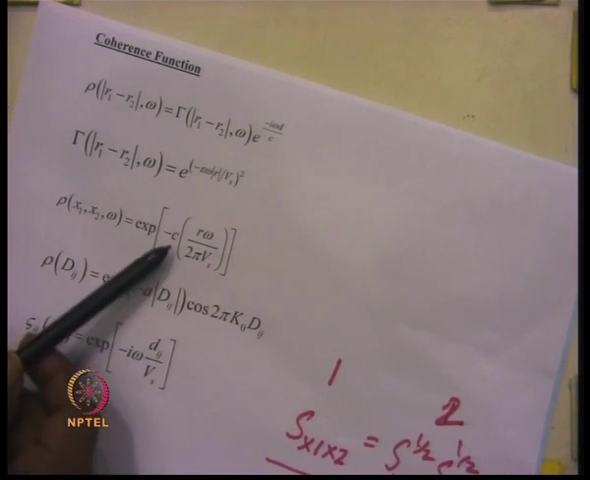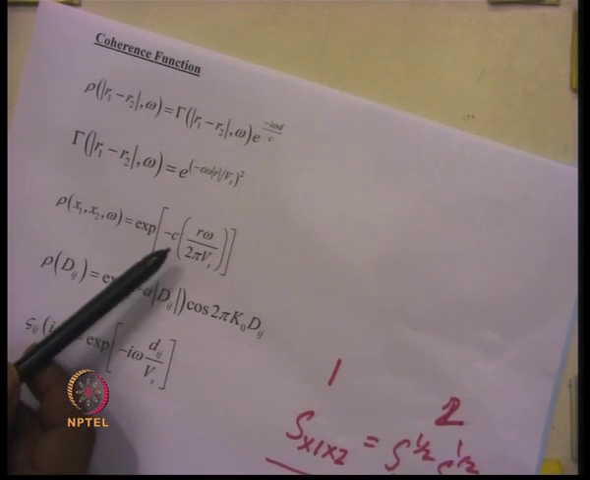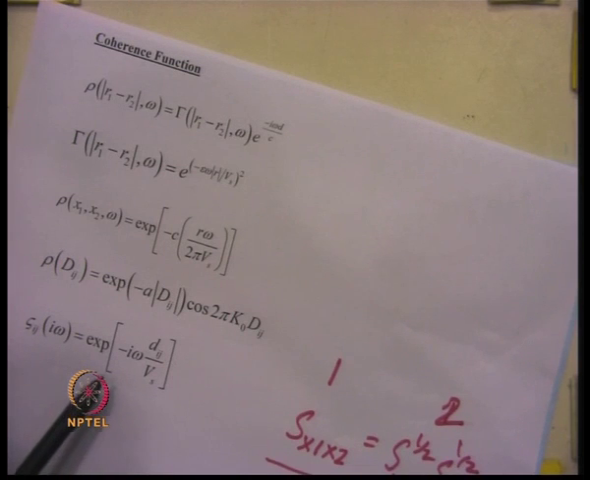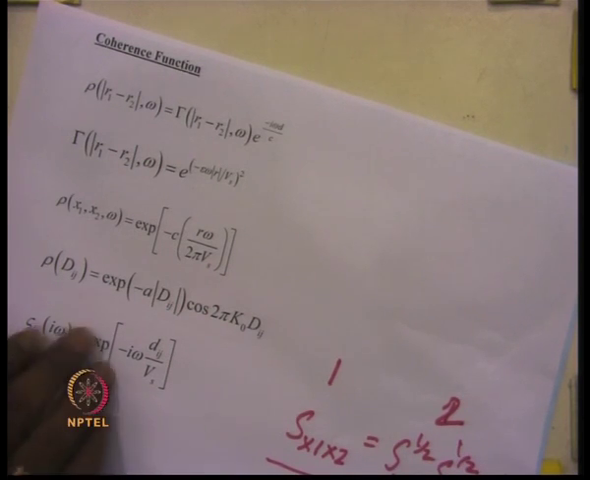However, if we use this particular form of the equation, which is a special form of this one, then we get the cross power spectral density function as the real quantity.